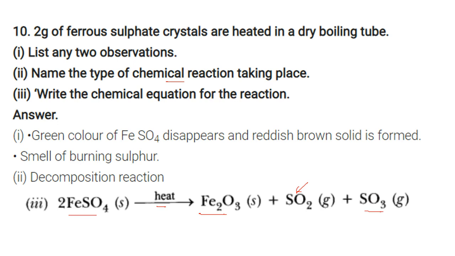What are the observations? First of all, this is of green color. Now this is going to disappear, and because Fe2 is there, a reddish brown solid will be formed, and because sulfur dioxide and sulfur trioxide are being produced, you will feel a smell of burning sulfur. And since there is only one compound here, it is broken into three different compounds. This is a decomposition reaction.